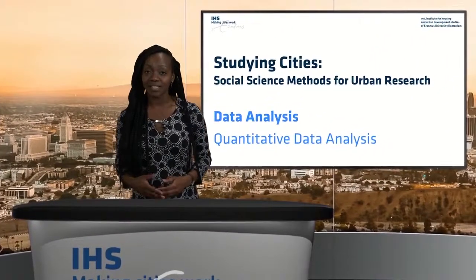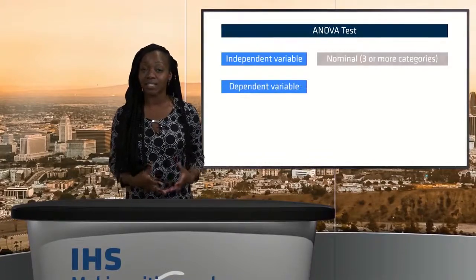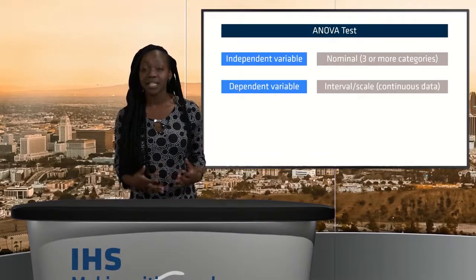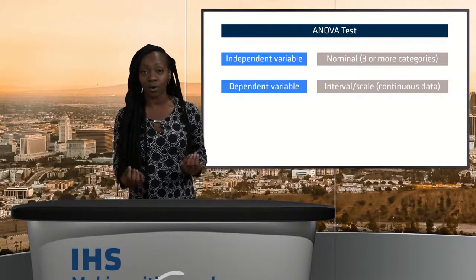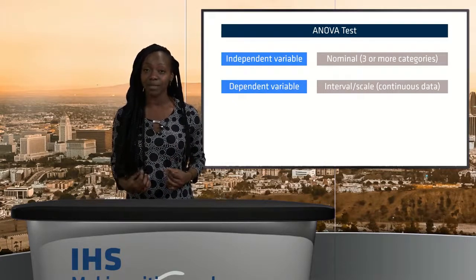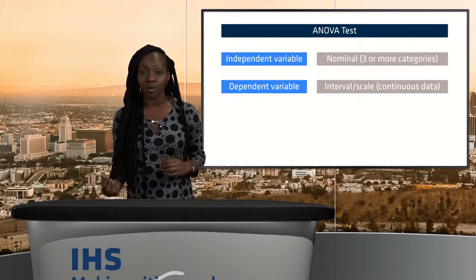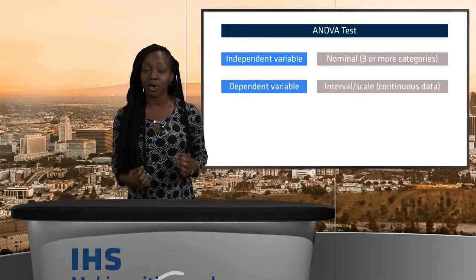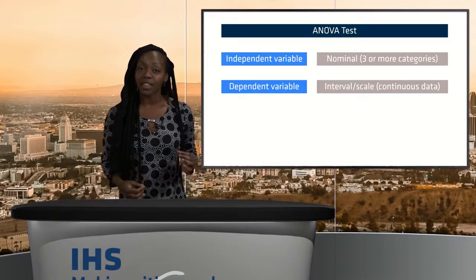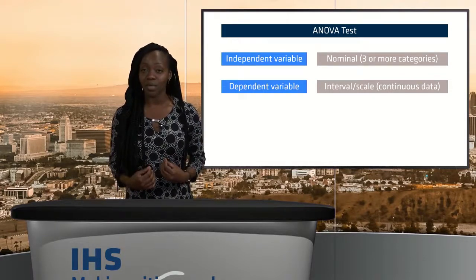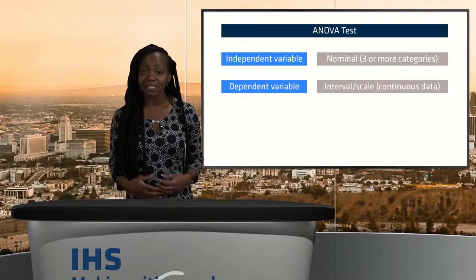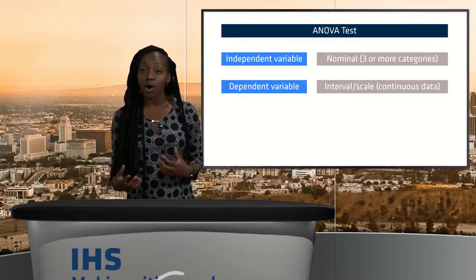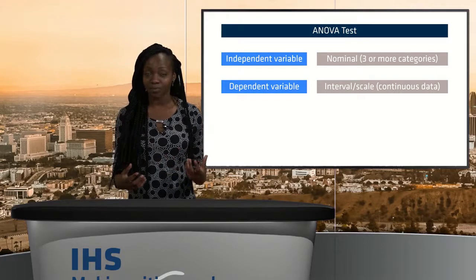The ANOVA test is otherwise known as the analysis of variance. This test compares if the mean scores on an interval or scale type of variable differ for 3 or more groups that are measured as nominal variables. The ANOVA test tells us whether 3 or more means are the same. It tests the null hypothesis that all group means are equal.